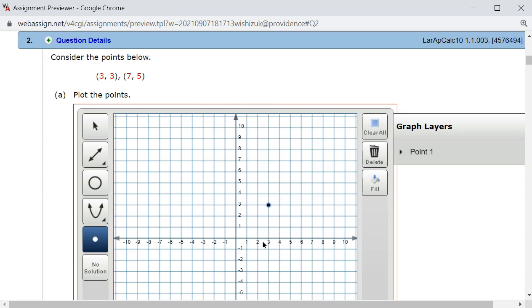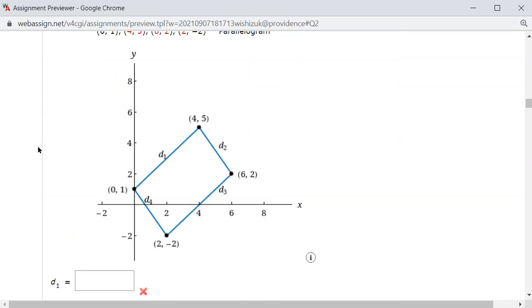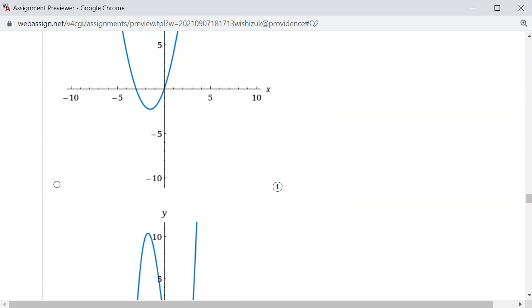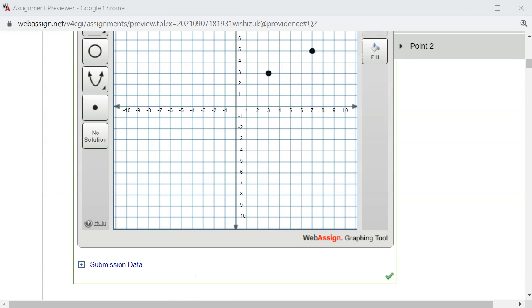(7, 5). X is 7, Y is 5. It's going to be right there. Alright, so we got that. Let's go ahead and check the answer. I came back and it looks like we got both points correctly.